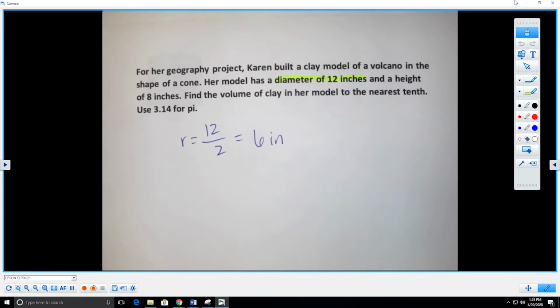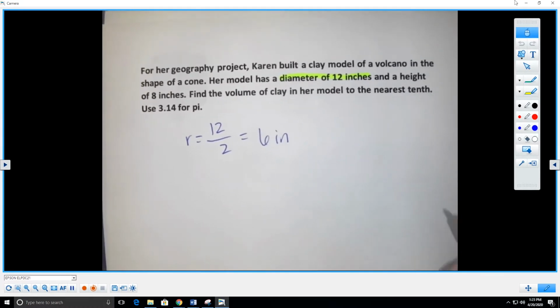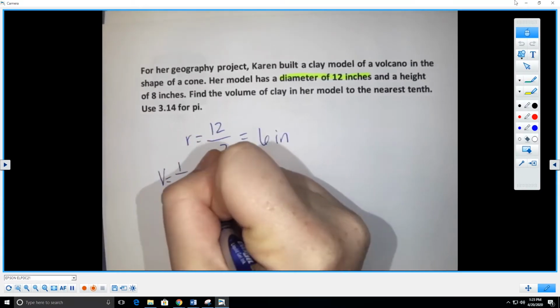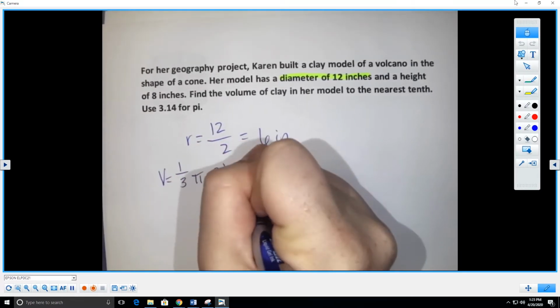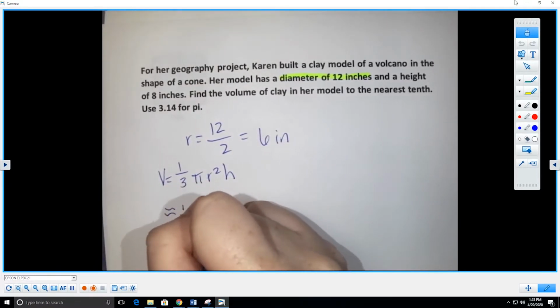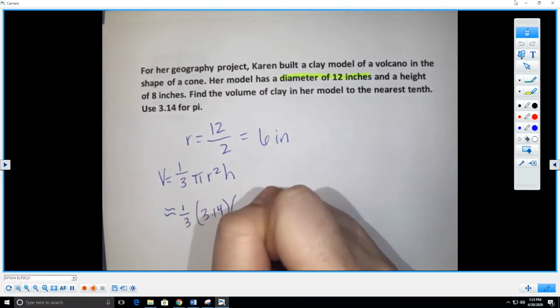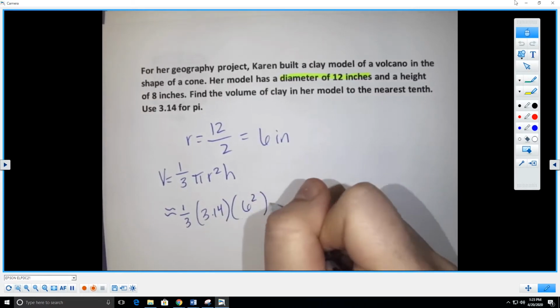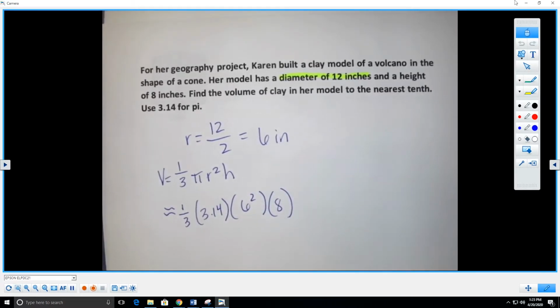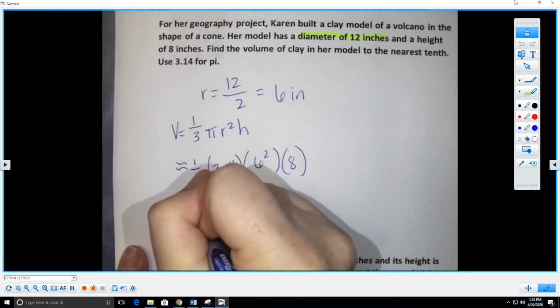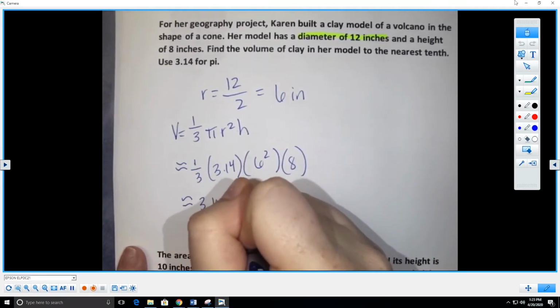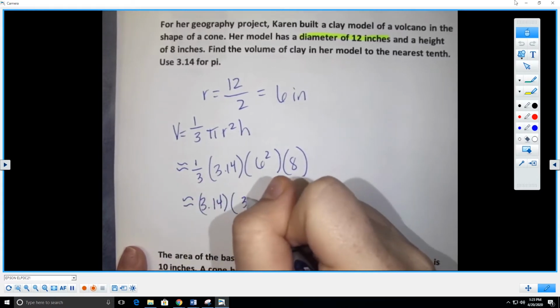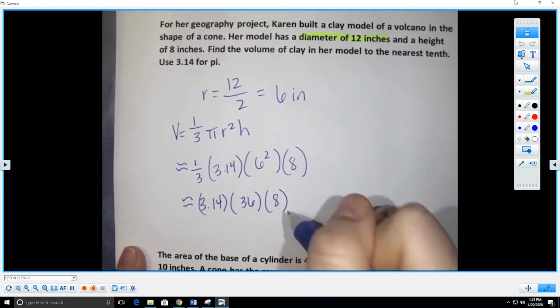Now that we know the radius is 6 inches, we can find the volume of clay in Karen's model. Let's start with our formula, making sure to substitute the problem's measurements and simplifying where necessary so we can multiply and come up with our own answer. You follow along and write this down with me. So volume equals 1/3 pi r squared times height, which is going to be 1/3 times 3.14 times 6 squared times 8, which is going to be 3.14 times 36 times 8.